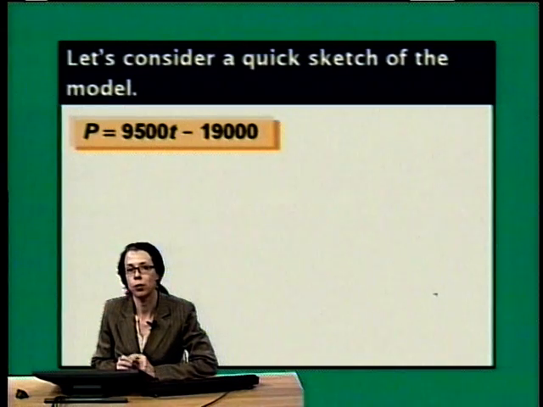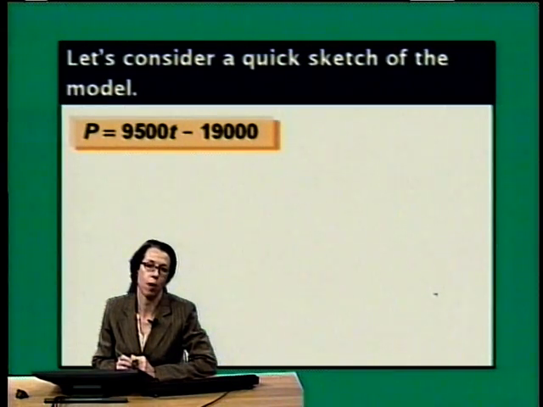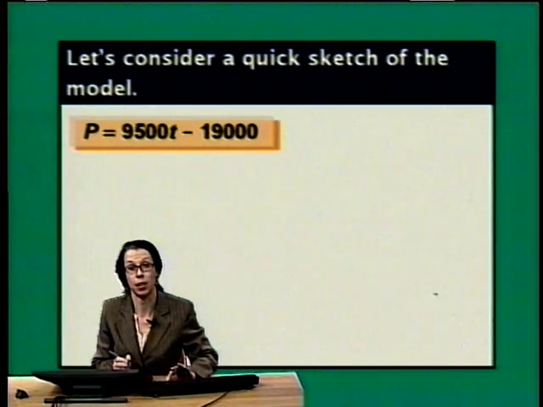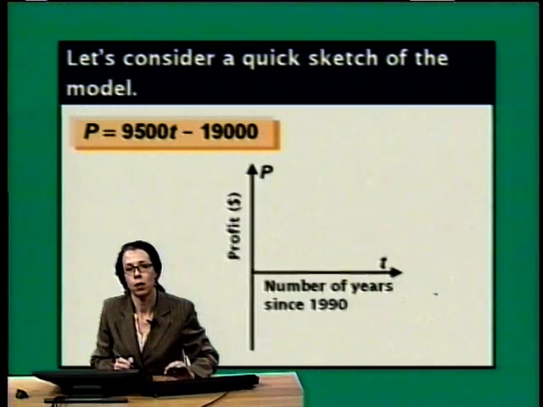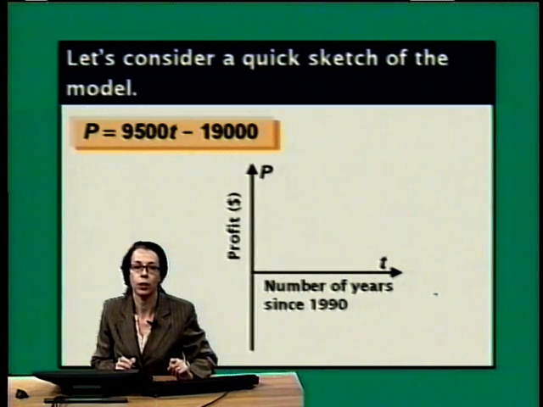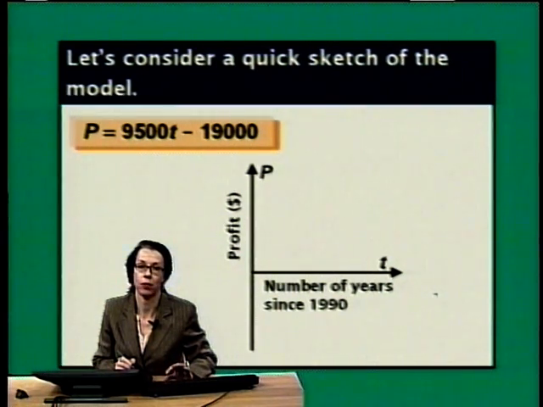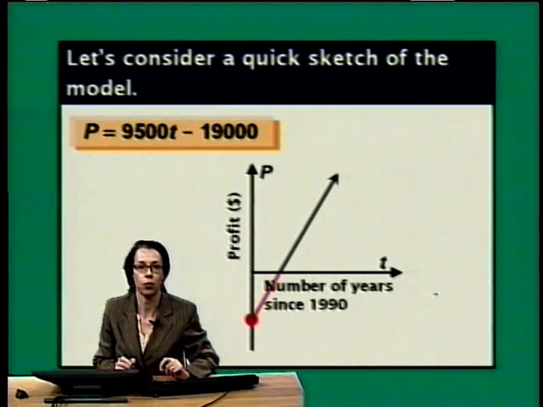Now what we want to do is consider a quick sketch of the model, because I want to talk about the intercepts of this model. On my horizontal axis, I'm looking at the number of years since 1990. On the vertical axis, I'm looking at profit. My vertical intercept is at 0, negative 19,000. So here's a quick sketch. Positive slope. The vertical coordinate of the vertical intercept is negative.